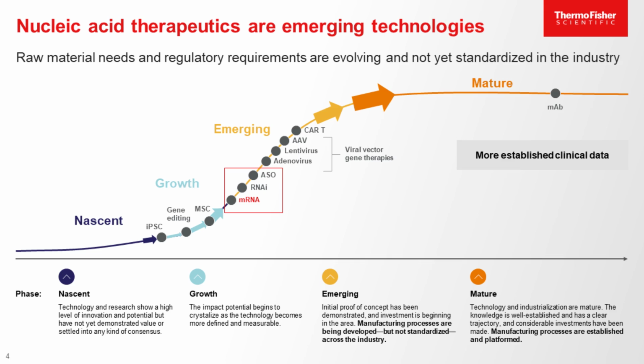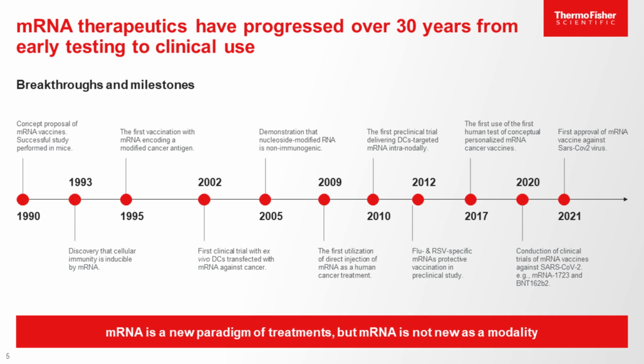RNA therapeutics are expected to follow a similar curve to mAbs and viral vector gene therapy. And the COVID-19 pandemic has moved mRNA quickly past the nascent and growth phase into the emerging modality phase. However, in order to reach the mature technology area, there needs to be considerable investment made into optimizing the production of mRNA.